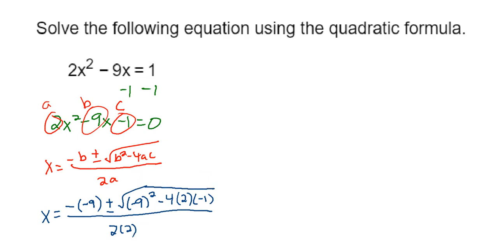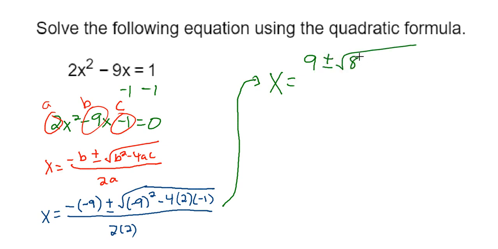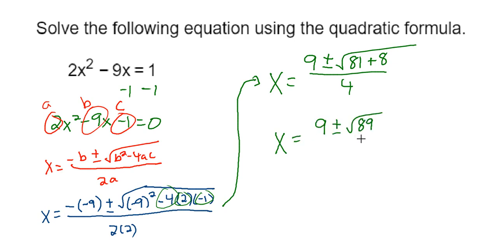All right, and that's our solution, but now we want to simplify that to make it look a little more presentable. And so we'll have x equals negative of negative 9, which will be positive 9, plus or minus the square root of negative 9 squared, which is positive 81, plus 8, over 4. All right, so again, negative 4 times negative 1 times 2, that's going to be positive 4 times 2 times 1, which is 8. So we'll get x equals 9 plus or minus the square root of 89 over 4.